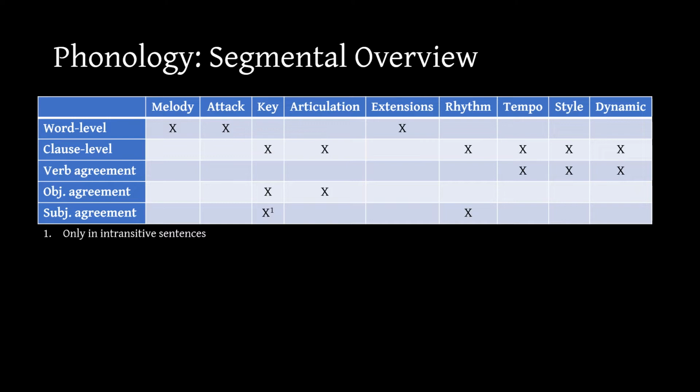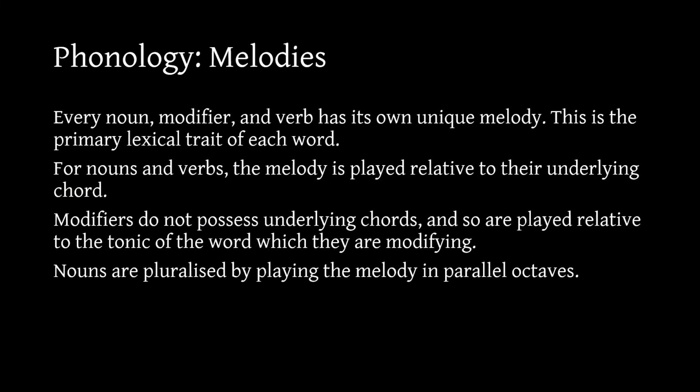So let's just go over melodies quickly. Every noun, modifier, and verb, those are the three basic word types, has its own unique melody. This is the primary lexical trait of each word, so that's basically how you tell them apart. For nouns and verbs, the melody is played relative to their underlying chords, so depending on what key a given clause is in, the melody can change pitch, but as long as the contour stays the same, then you've got it.